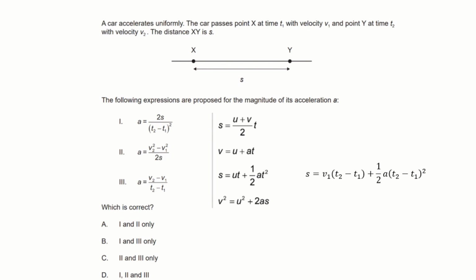Now, what we want to do is rearrange this so that we have the acceleration. And what I'm going to do is bring that first term to the left-hand side. I've got s take away v1 times (t2 minus t1) equal to half a, and then the time interval squared. And then I can rearrange. Okay, and it's pretty messy. We've got a equal to 2 times (s take away v1 times (t2 minus t1)) over (t2 minus t1) squared. I would not be surprised if I've made a mistake there. However, if I have, you can see there that is patently not the same as statement 1.